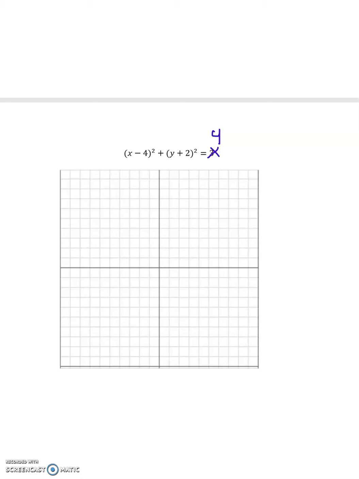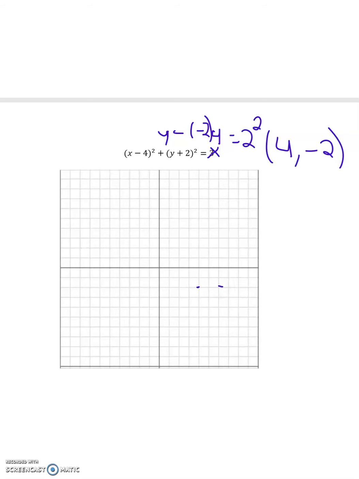Okay, so the thing that's different about this problem, so we have x minus 4 squared plus y plus 2 squared. So y plus 2 squared is the same thing as y minus negative 2. So your coordinates of your center here are actually 4, negative 2. So I'll count over 4, down 2. That is my new center. My radius here is 2.